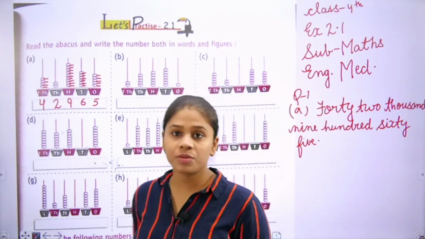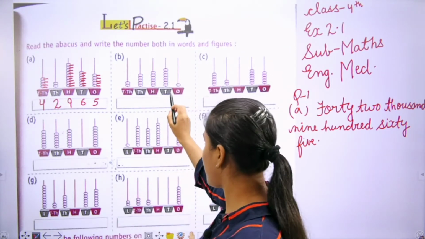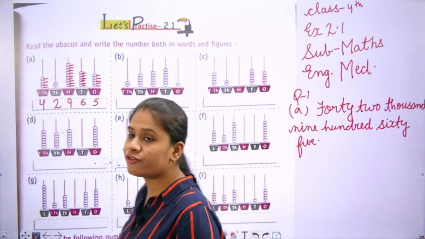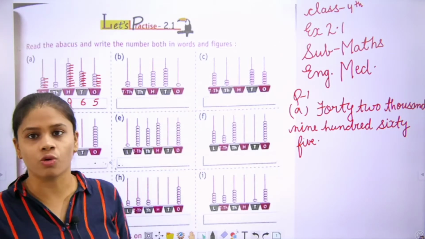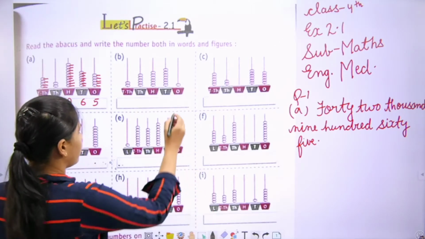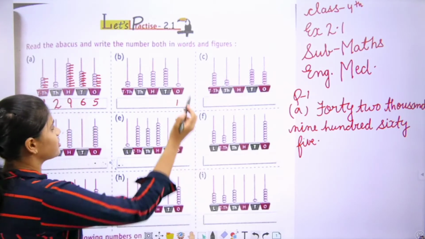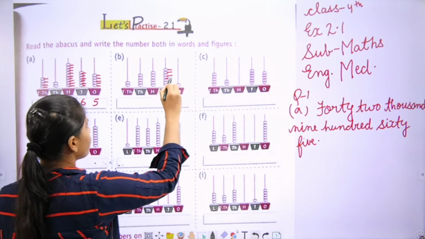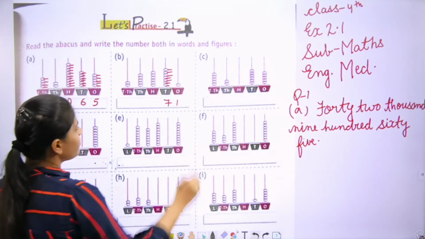How many Skypes are there? In 10,000. Start from the ones, tens, 100, 1,000, 10,000. We will start from the one side. How many beads in one side? Only 1. We will write here 1. Next, how many beads in tens side? Let's count all together. 1, 2, 3, 4, 5, 6, 7. We will write here 7.